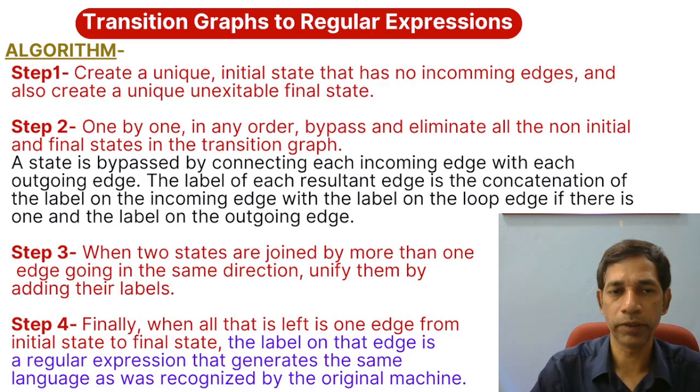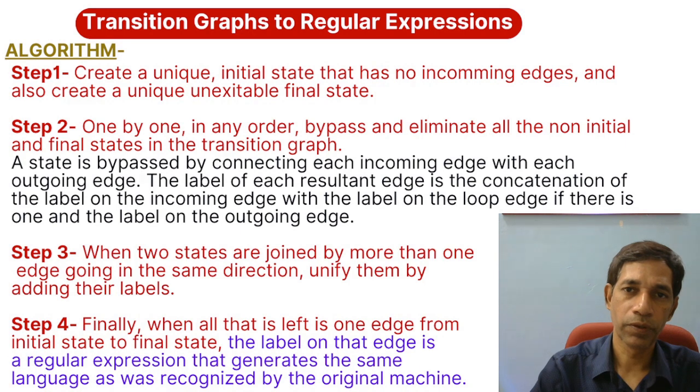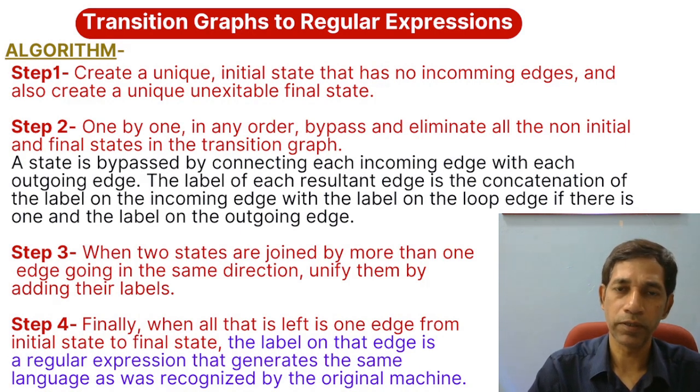We have done that at the step 1 simplification. The label on the edge from the initial state to the final state is your answer, that is, the resulting regular expression that defines the same language as defined by the given machine. If you have more than one direct edge between two states going in the same direction, then we have to unify them by adding their labels.